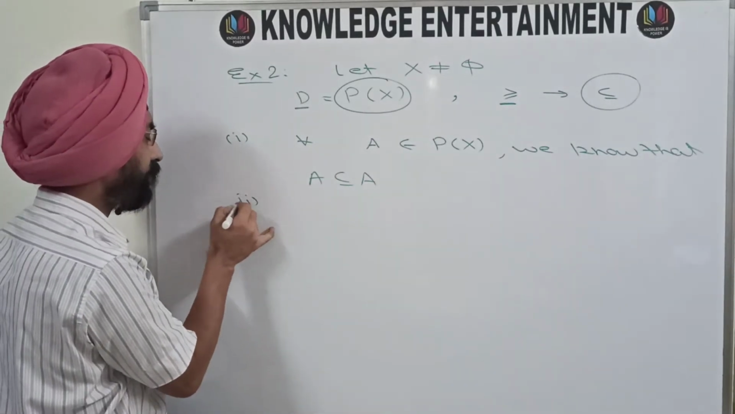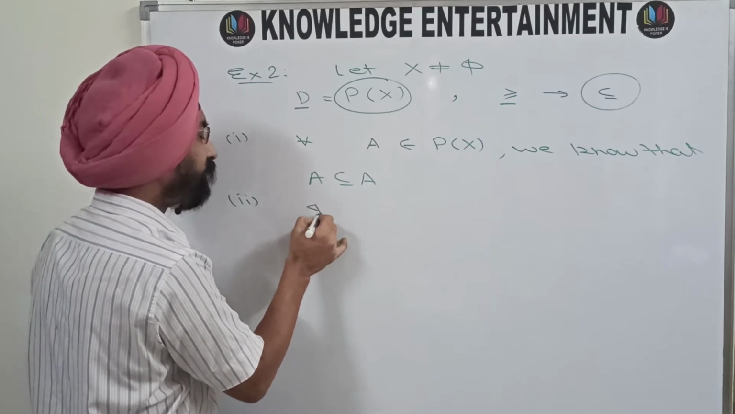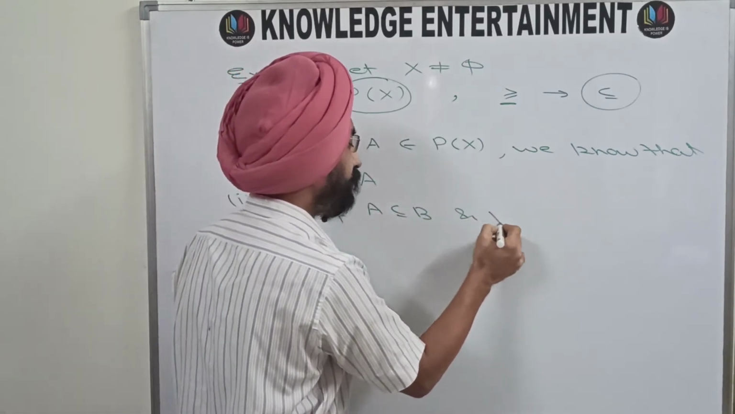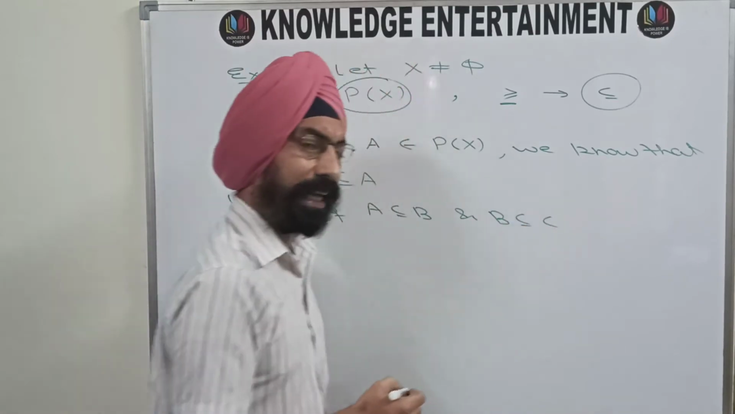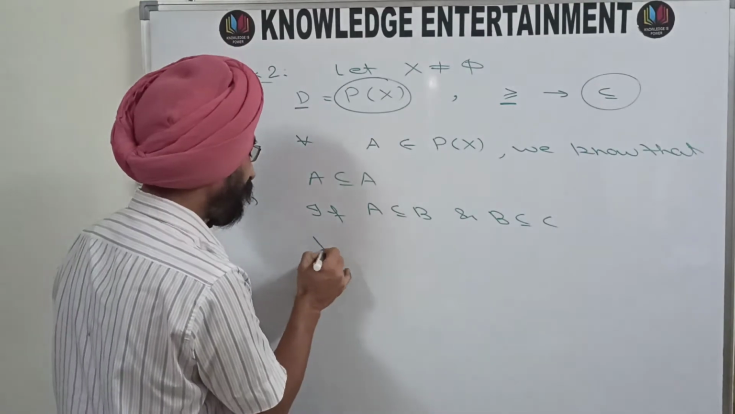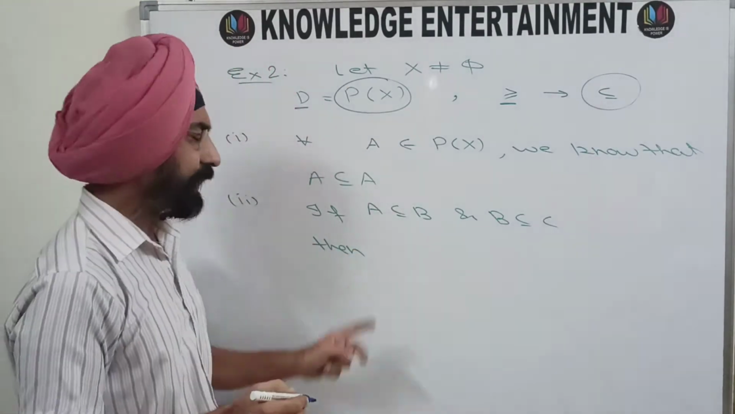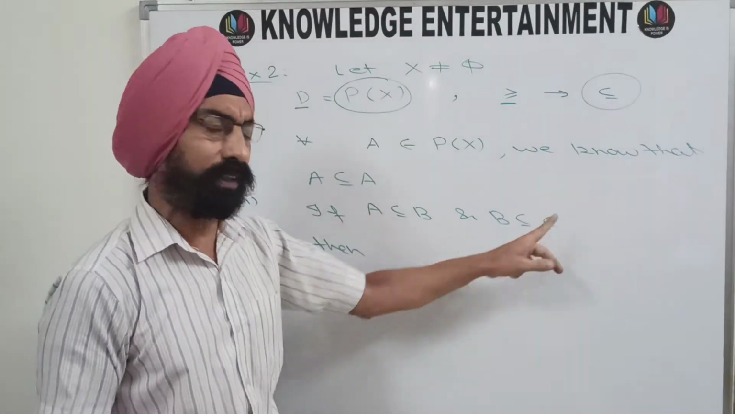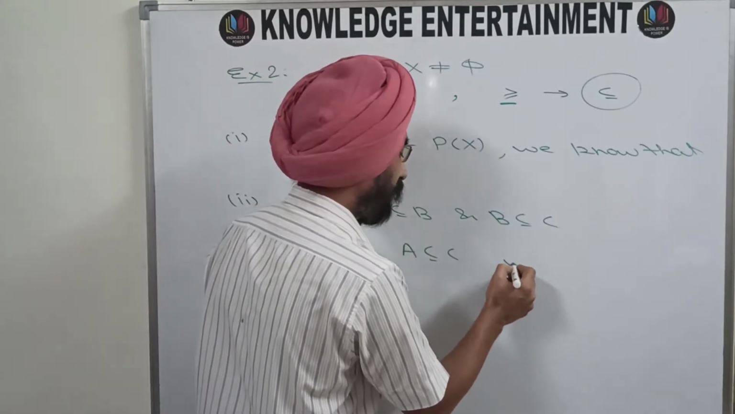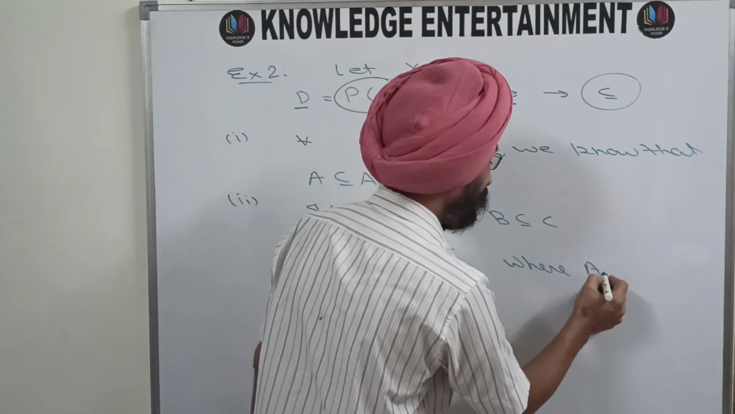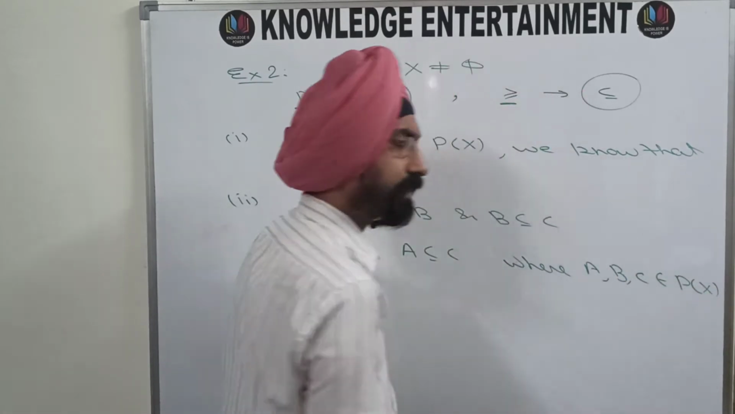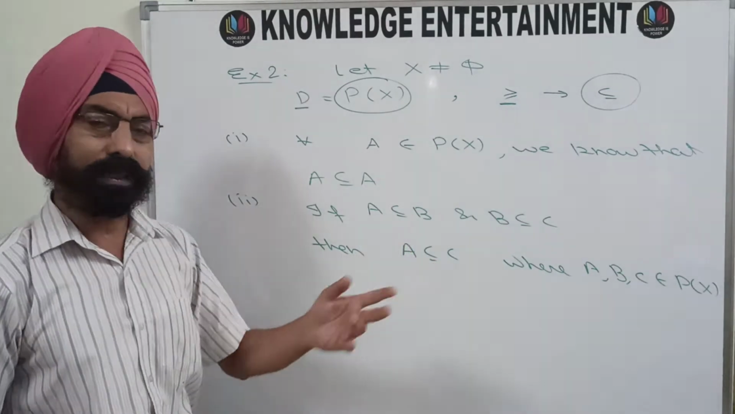Secondly, if A is a subset of B and B is a subset of C, that means if A follows B and B follows C, then it is clear that A will be a subset of C, where these A, B, C are members of the power set of X. So the second property is also satisfied.